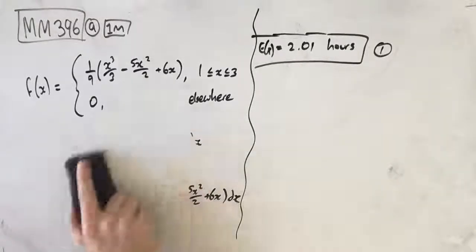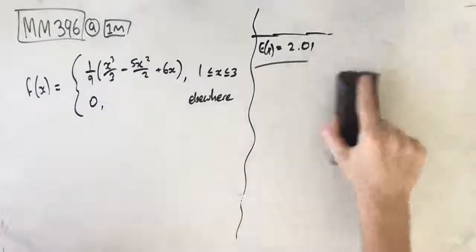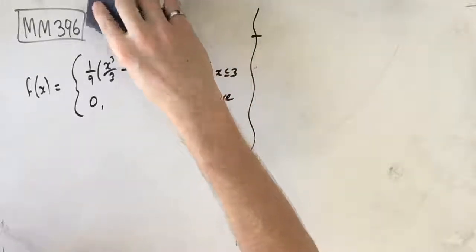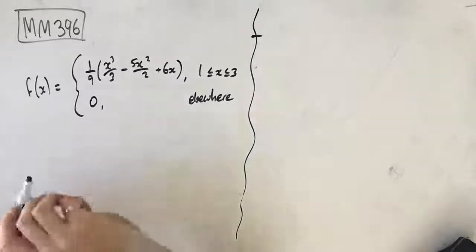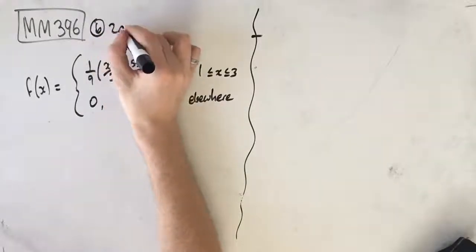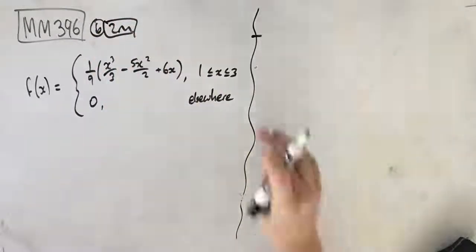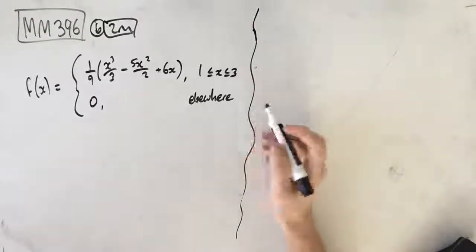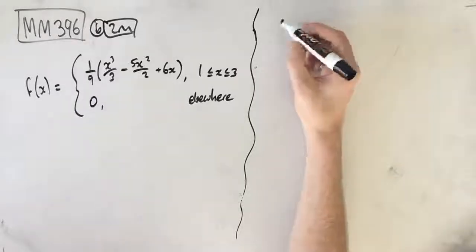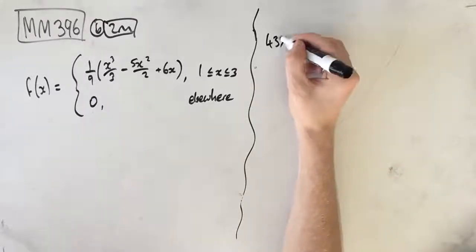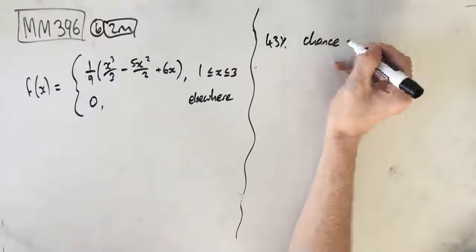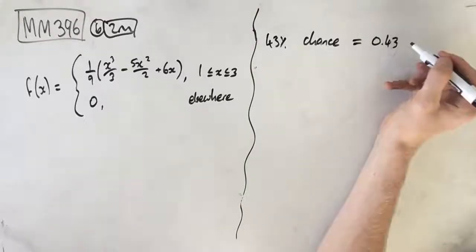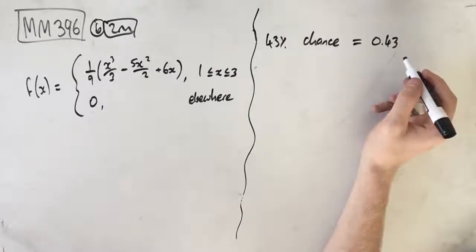Part B is a 2-mark question and says, on any given day in winter, Troy has a 43% chance to spend more than n hours at the gym. Find the value of n correct to 2 decimal places. Awesome. So again, with probability density functions, our probability is always dealing with the area under our graph. Okay, so if we have a 43% chance to spend more than n hours, that means that our probability that we spend more than n hours is 0.43, right? Because 43% is the same as 0.43.